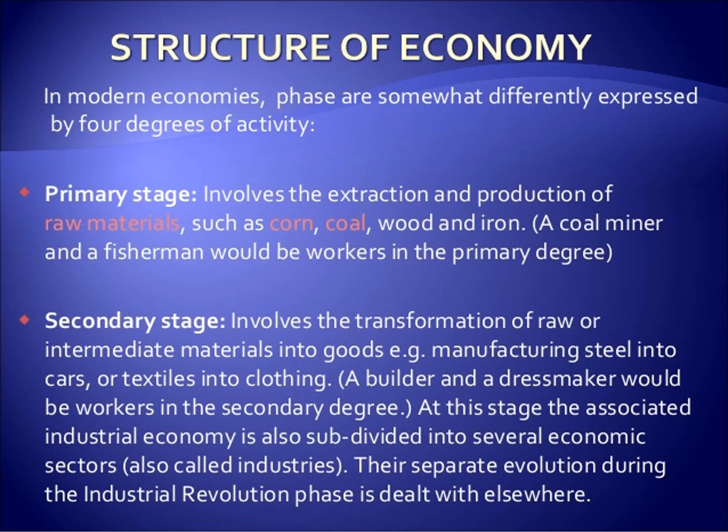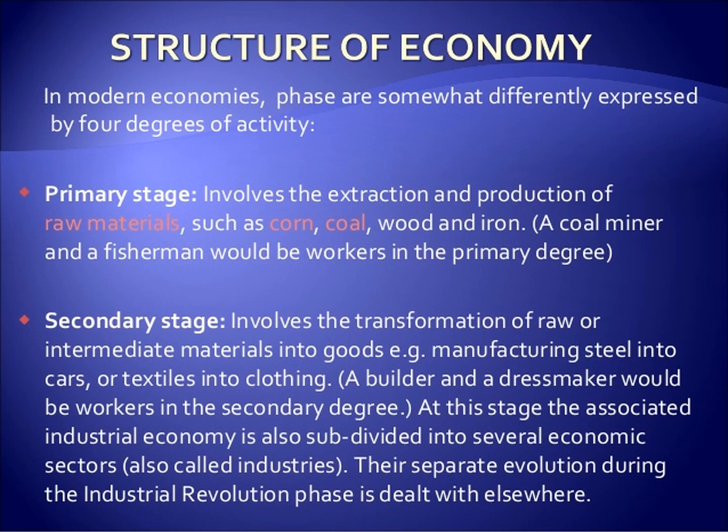So anything that involves extraction and production of raw materials confines to the primary degree or primary stage. The secondary stage involves the transformation of the raw material that we have fetched in the primary stage, or intermediate materials, into goods. For example, manufacturing steel into cars or textiles into clothing, so that the shape can be given to the product that will be more useful, that can be put in different uses, that will be helpful for the consumer.